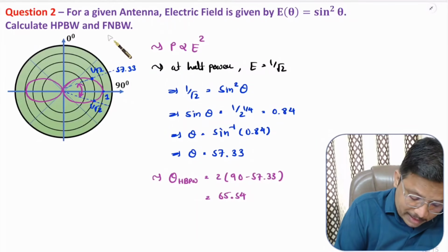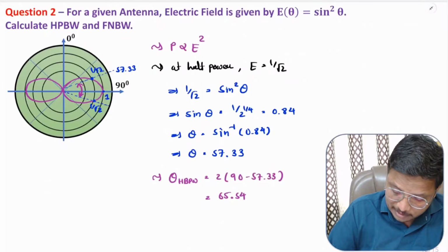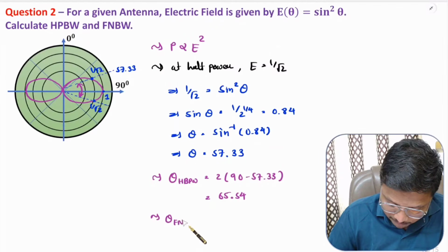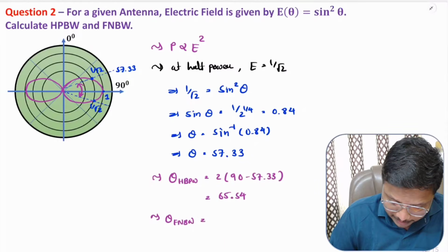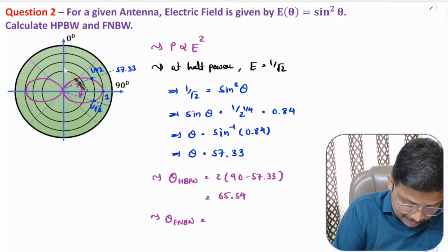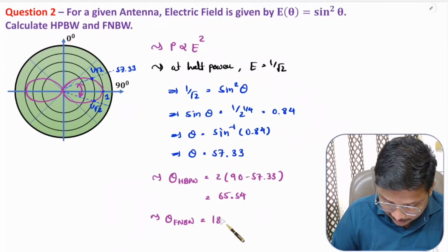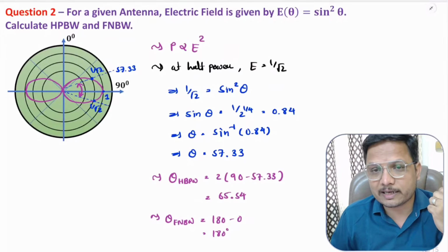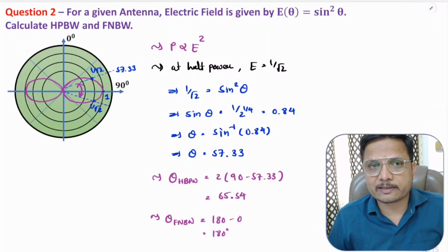Now we need to identify first null beam width. First null beam width is quite easy. If you want to calculate first null beam width, then you need to identify this angle, that is 0, and this angle, that is 180. So 180 minus 0, that is 180 degree only. So first null beam width is 180 degree, right? That is how we can identify this.